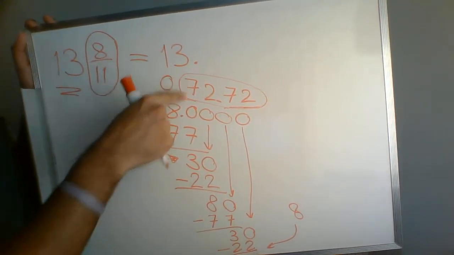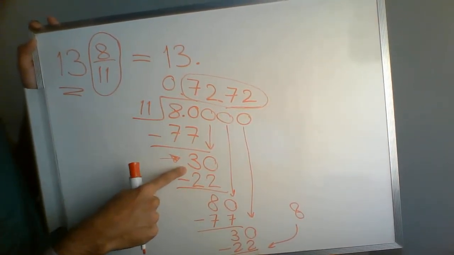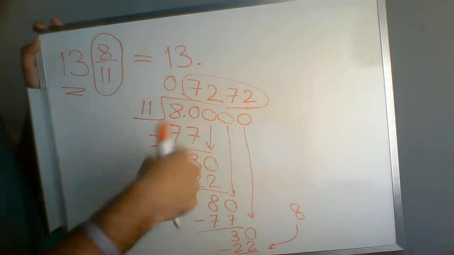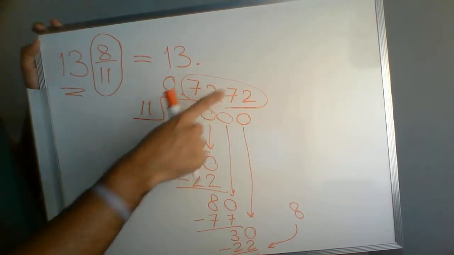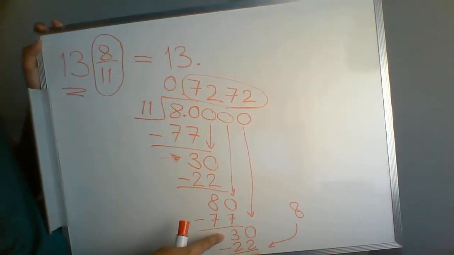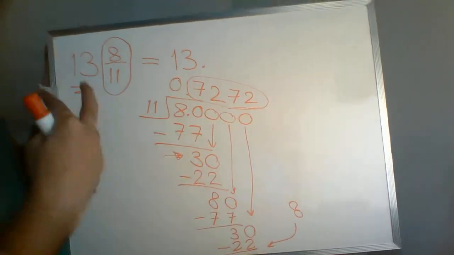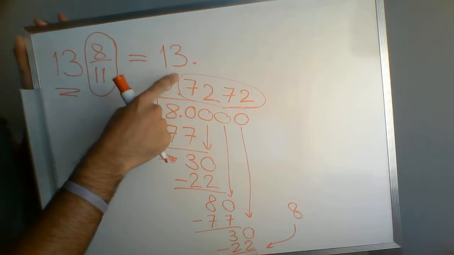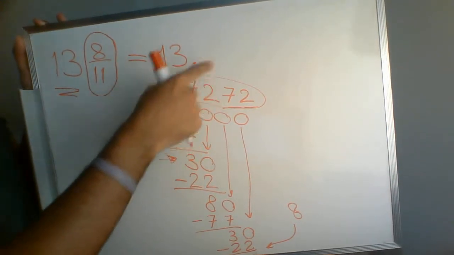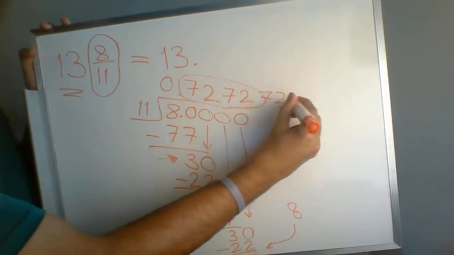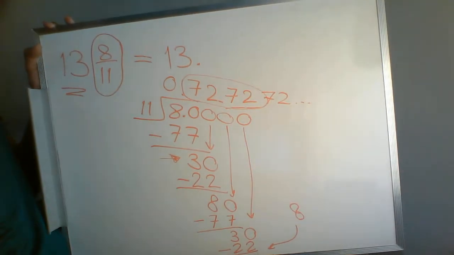First we had a 7 up there, we did the math, we got left with this 3. Then we put a 2 up there, we did the math, we were left with an 8. Put a 7, did the math, we were left with a 3. Put a 2, did the math, we were left with an 8. It was just going to keep cycling back between us putting a 7 and then a 2, 7 and then a 2, until the end of time.